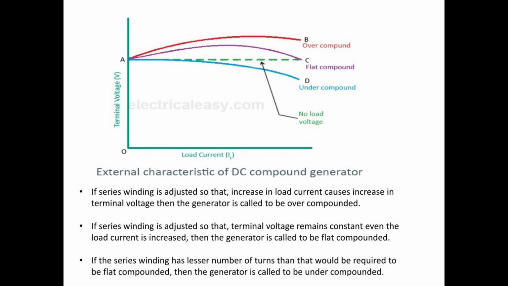And coming to the under compound generator, here the series winding has a lesser number of turns compared to the shunt winding. Okay, so here ISC opposes the ISH. So that generator is nothing but an under compound generator.